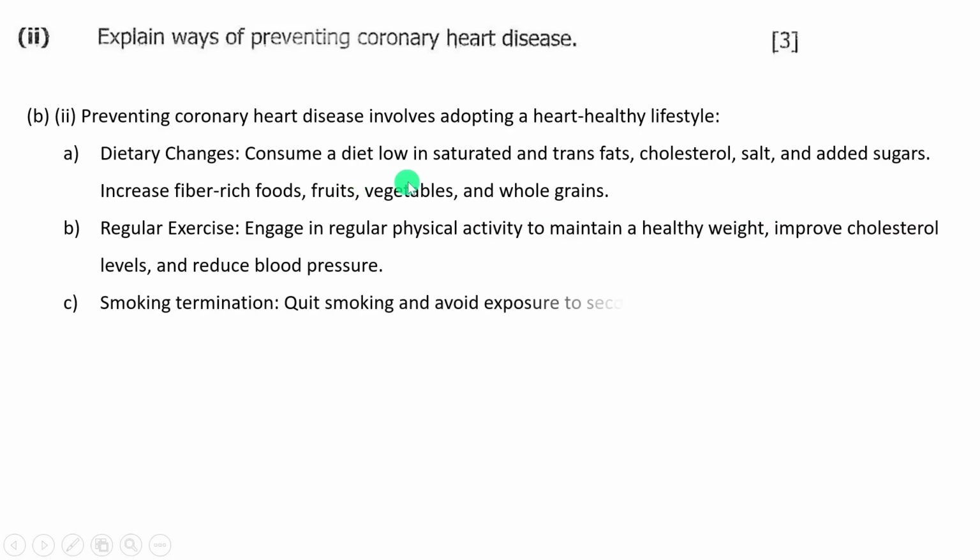Consume a diet low in saturated and trans fats, cholesterol, salt, and added sugar. Then increase fiber-rich food, fruits, vegetables, and whole grains.